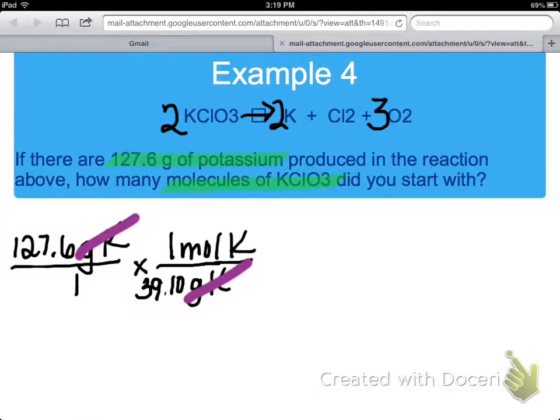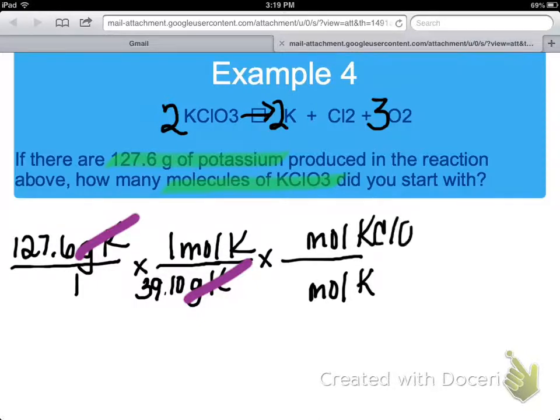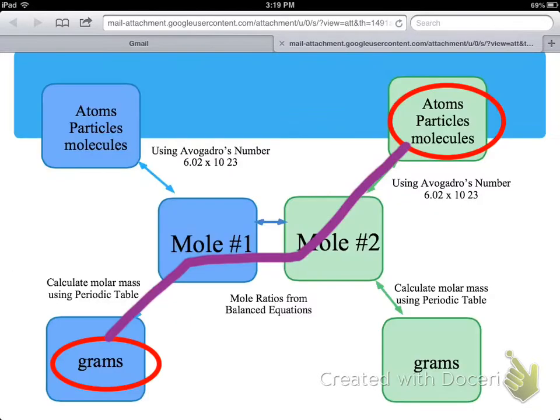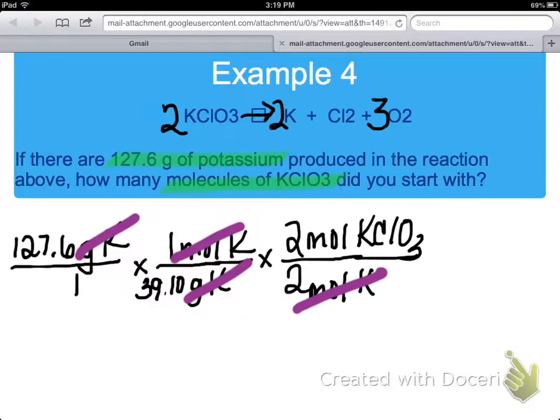So we're switching to KClO3. So moles of K on the bottom. Moles of KClO3 up top. So we're going to look up our molar ratio. Both of these have a 2. So we can cancel out moles of potassium. So, all right, so we're here. Next step is here. We're going to convert to my molecules.